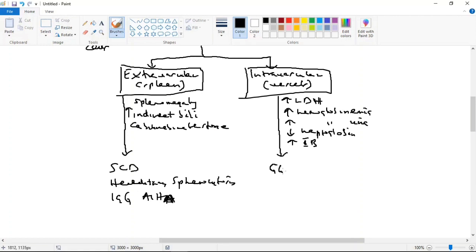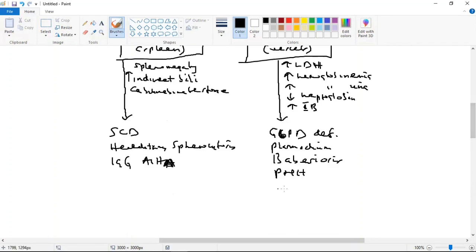So under the others, we can have G6PD deficiency, right? Malaria, Plasmodium infection, right? Malaria parasite, Babesia, babesiosis, PNH, paroxysmal nocturnal hemoglobinuria, and microangiopathic hemolytic anemias, which include DIC, right? TTP, HUS, and severe preeclampsia, like HELLP syndrome.